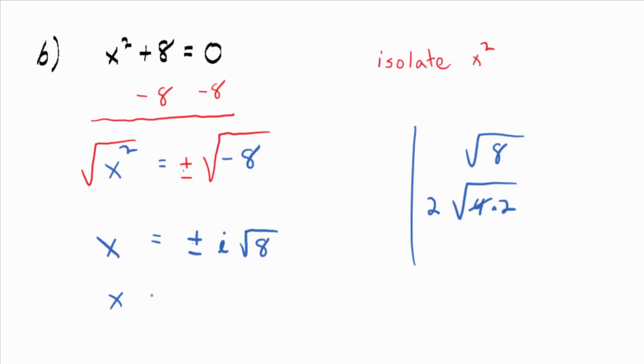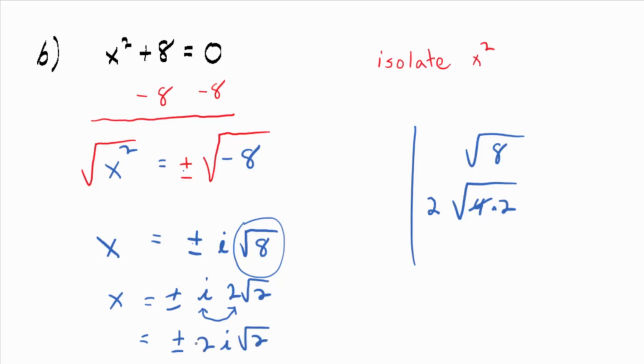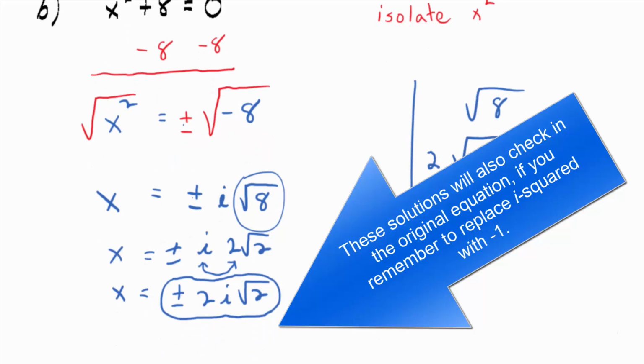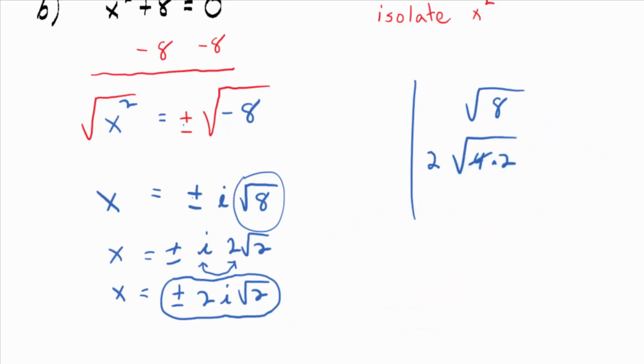So you could write this as x equals plus or minus i times 2 root 2. Most people, for whatever reason, switch the multiplication around. i times 2 is the same as 2i. So most people write plus or minus 2i times radical 2. But really, either way is correct. So there you go. Any questions so far?